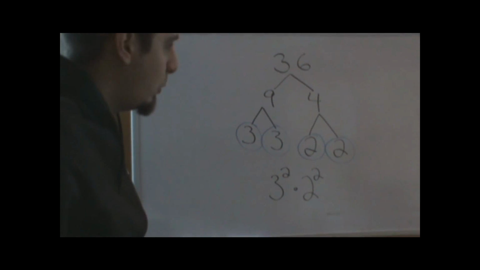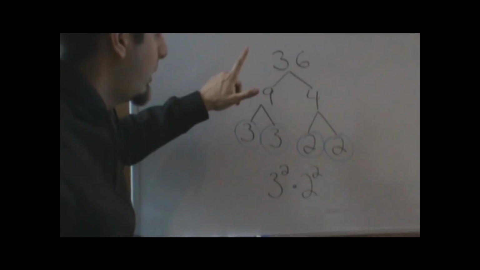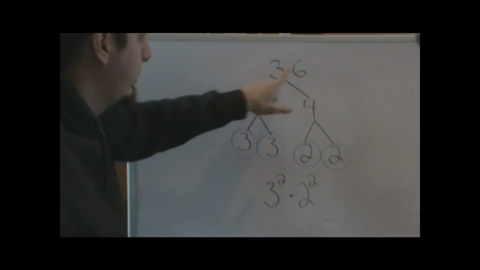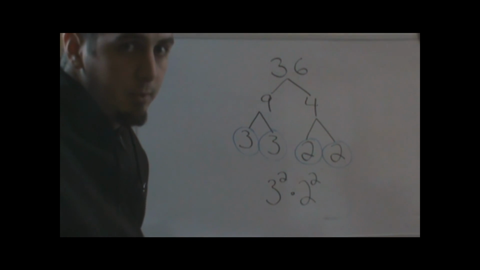In the next video, we'll talk about how to find the prime factorization of monomials. So numbers that have variables with exponents on them attached to the end.